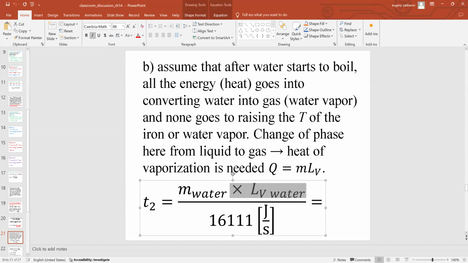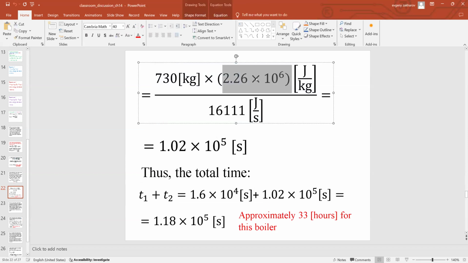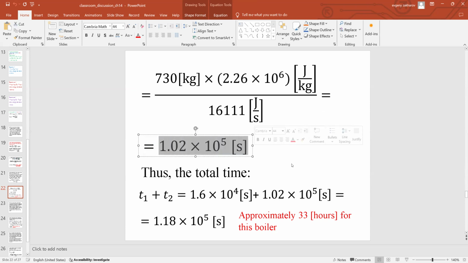So it's a different value for water. The mass of water is still there, and the rate is still there. This is the same boiler and a heater. So see how much more of a value for the latent heat compared to 3.33 times 10 to the fifth. Remember, it was 333 kilojoules for the specific heat, and the latent heat is what? It's about 10 times more of a value, which produces much more time for you to wait before you convert water into vapor, into gas.